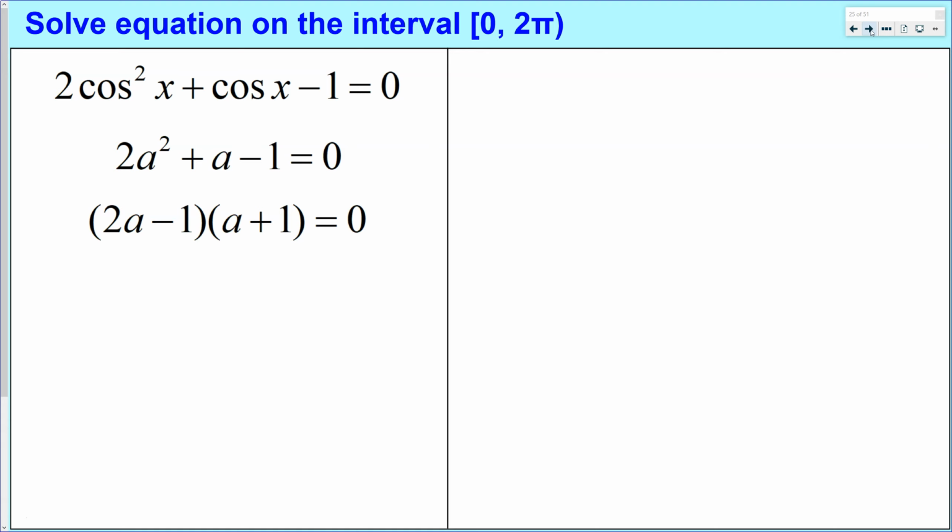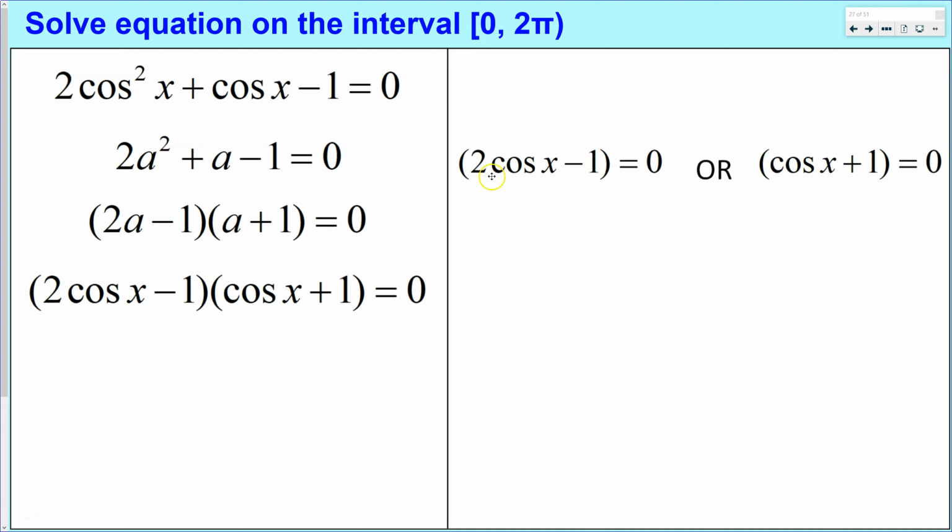Remember, I simplified the problem by introducing that a term. Well, now I'm going to bring the cosine back. I'm just going to put the cosine everywhere there was an a. And now you can see we're definitely in that format of thing 1 times thing 2 equals 0. So I can then write two little independent equations that are each set equal to 0.